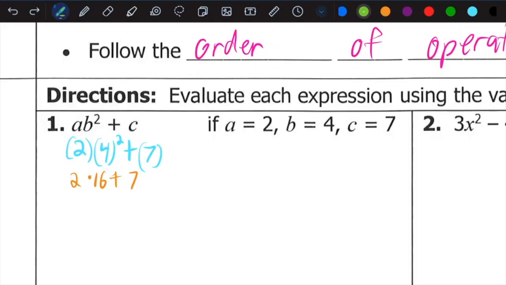So order of operations wise, next comes multiplication. So 2 times 16 is 32. And 32 plus 7 is 39.